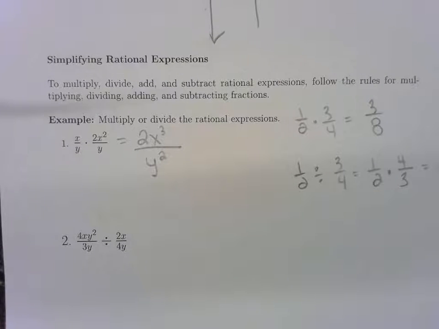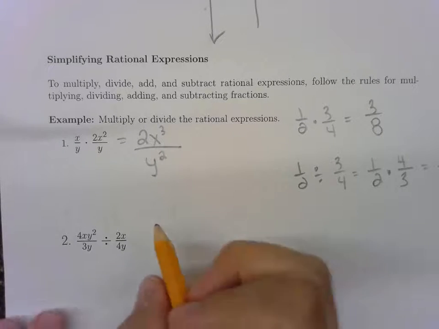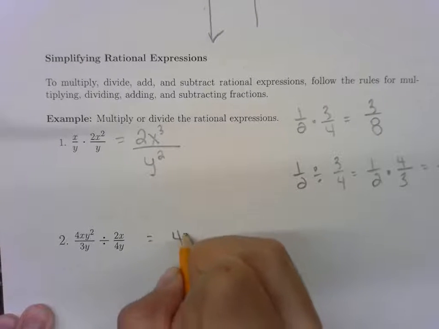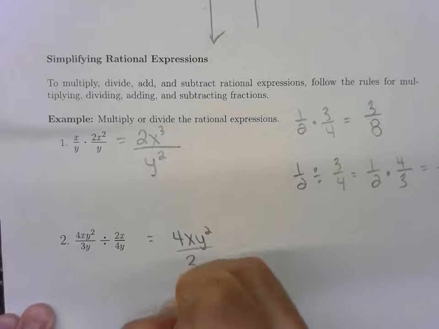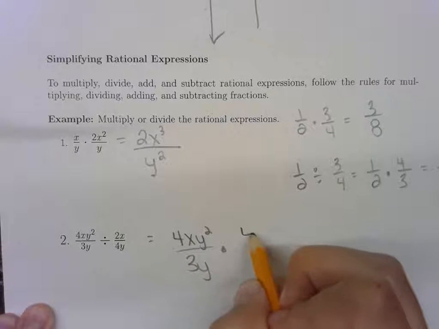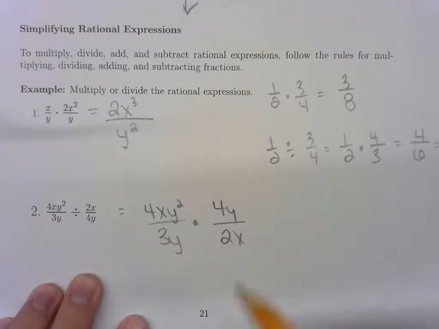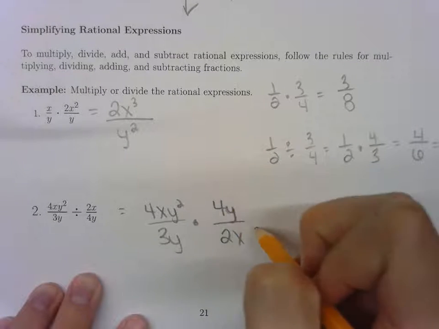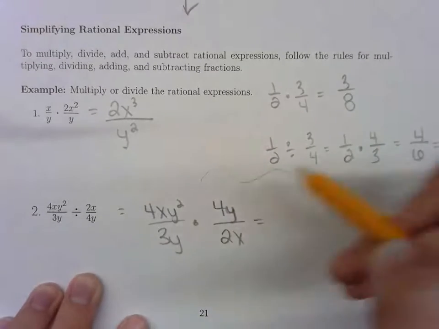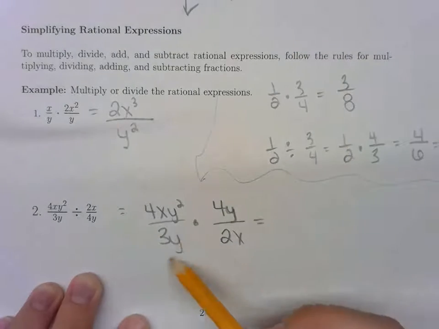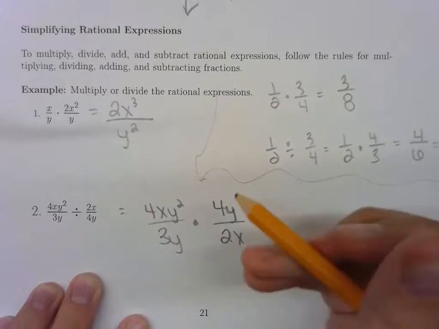Number 2, we have 4xy squared over 3y divided by 2x over 4y. Okay, first thing we need to do is flip the second fraction. So we have 4xy squared over 3y times, now we have 4y over 2x. Okay, now you can go ahead and simplify here. I always go ahead and multiply and then simplify. Okay, but you can go ahead and simplify out. So you would cancel the y here, cancel an x here.